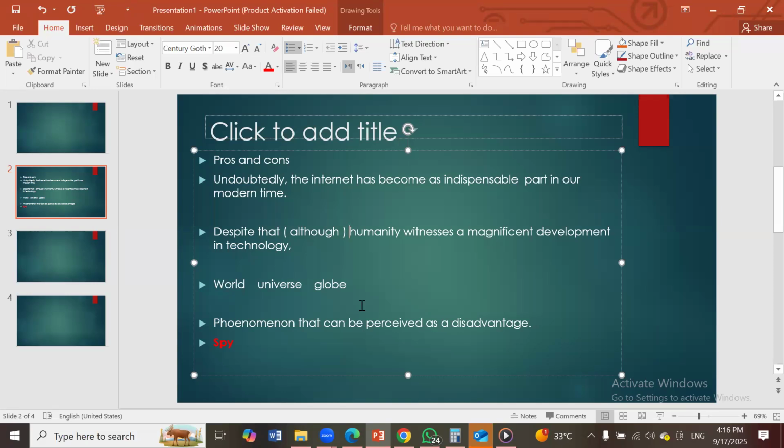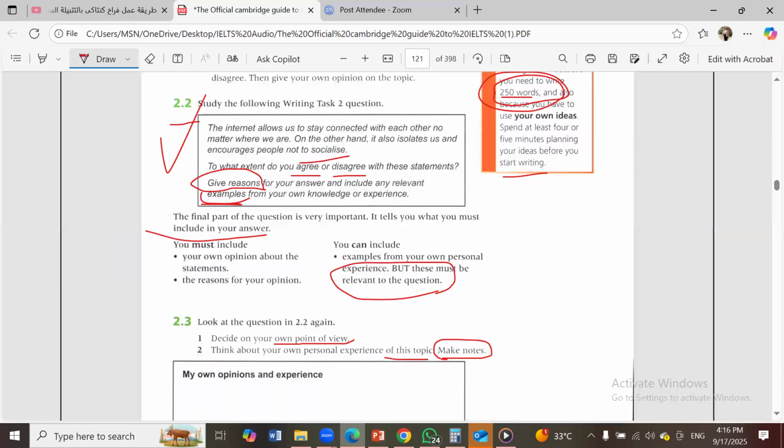Yes, great idea. So do you think that you covered the task achievement of the question? You discussed whether you agree or disagree with this, and the advantages and disadvantages of the internet. So let's check again the three components of the question. Did you cover them all?